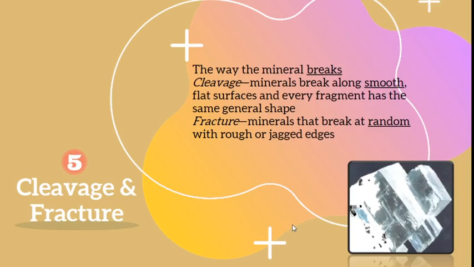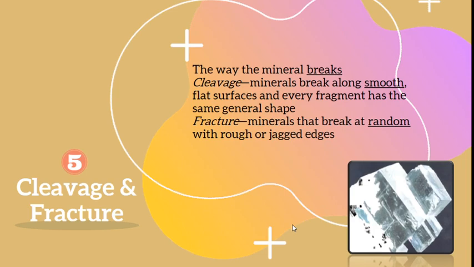The fifth one, we have cleavage and fracture. Now these two have something to do with how the mineral breaks. When we say cleavage, the minerals break along smooth, flat surfaces, and every fragment has the same general shape. Take note of the word. If that is smooth and almost the same general shape, that is cleavage.